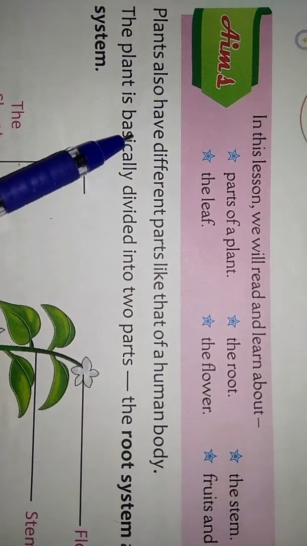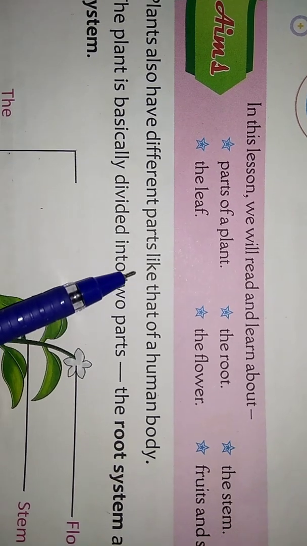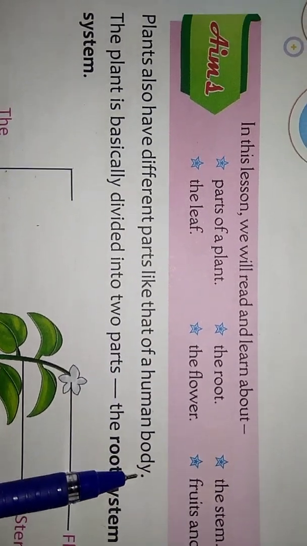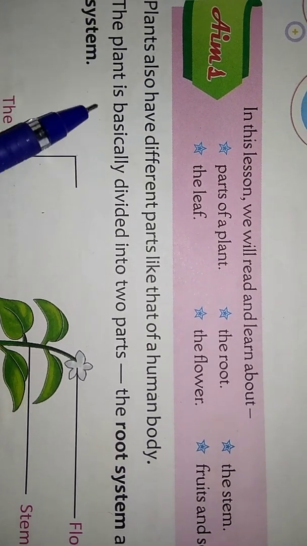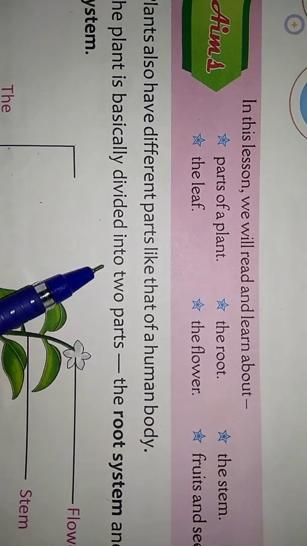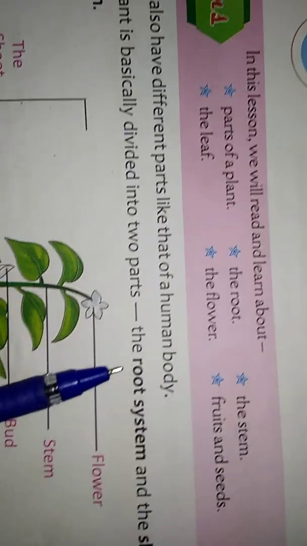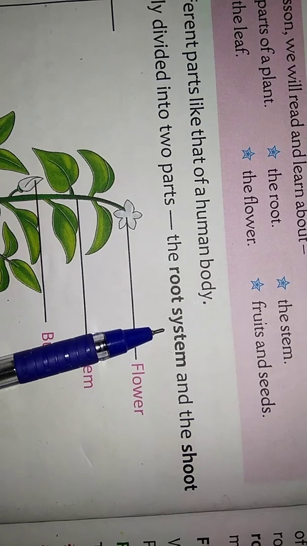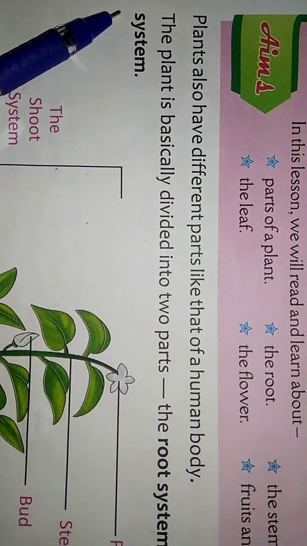Plants also have different parts, like that of a human body. The plant is basically divided into two parts: the root system and the shoot system.